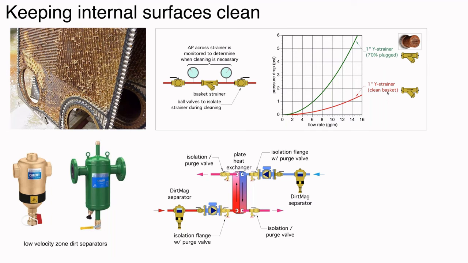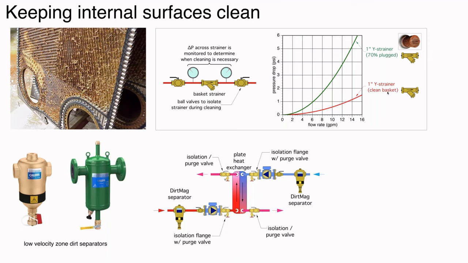So those dirt separators are protecting both. You also see that we've put some isolation and purge valves in this drawing. What those would allow would be to isolate either side of the heat exchanger. You shut the flow off, and you could connect up a flushing system to do an internal cleaning of some debris. Now, how effective that internal cleaning is depends what the debris is.